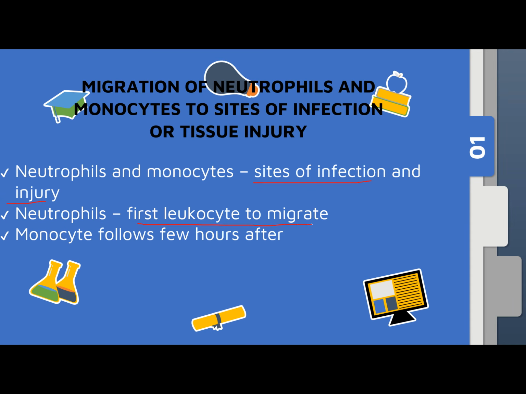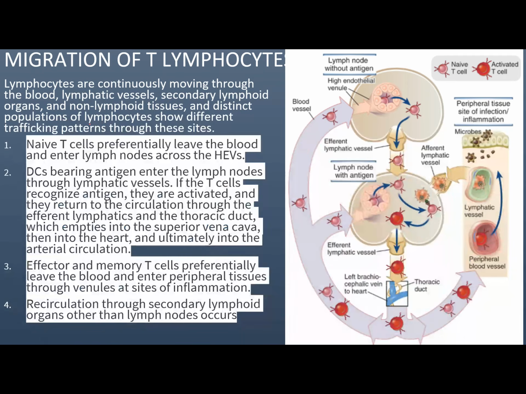Neutrophils are the first leukocyte to migrate. Monocytes would follow after a few hours. Now let's talk about the migration of T cells. Lymphocytes are continuously moving through the blood, lymphatic vessels, secondary lymphoid organs, and non-lymphoid tissues. And distinct populations of lymphocytes will show different trafficking patterns through these sites.